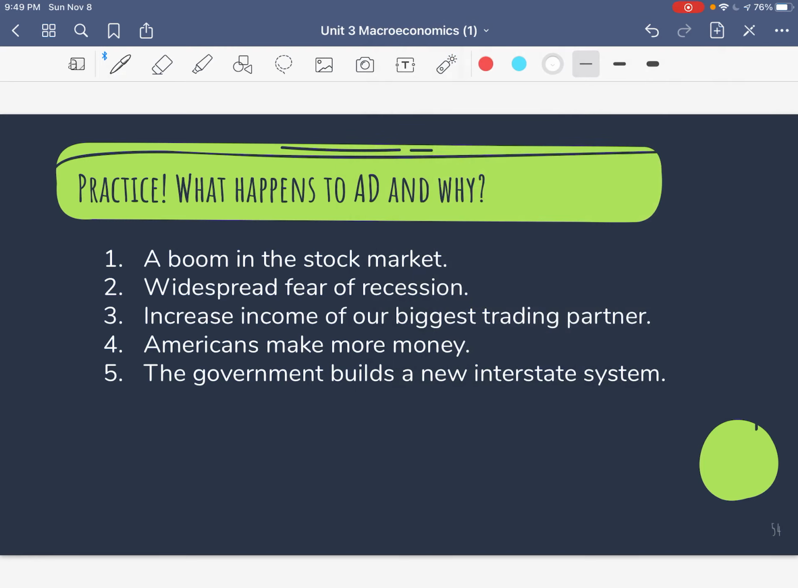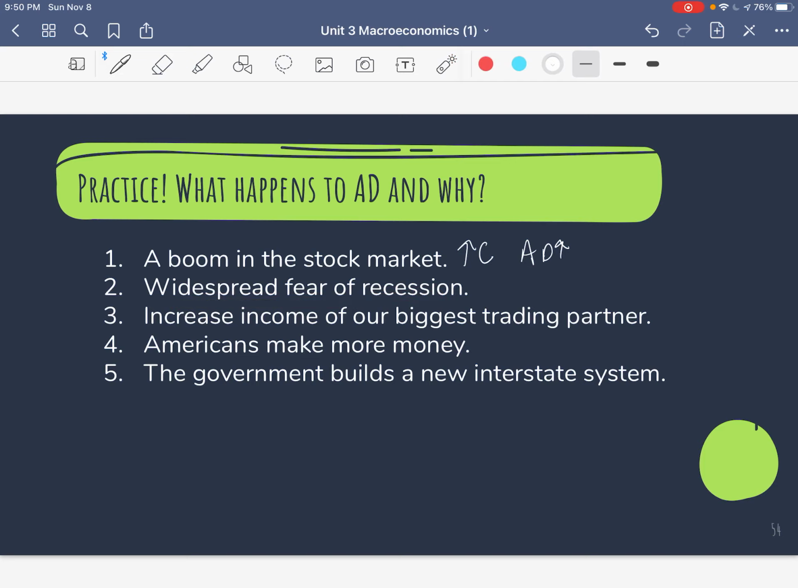If the stock market increases, that means people that have invested in stocks are making more money. They're making more income, and that's going to change how much we spend. So because of increased consumer spending, AD will also increase. Okay?